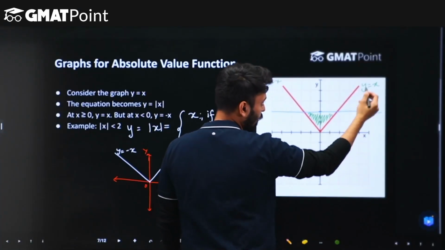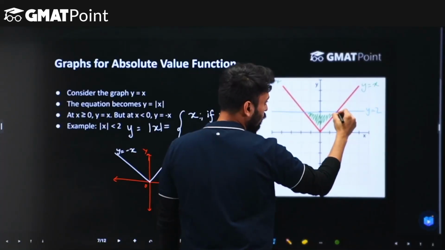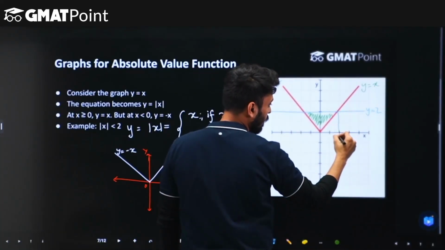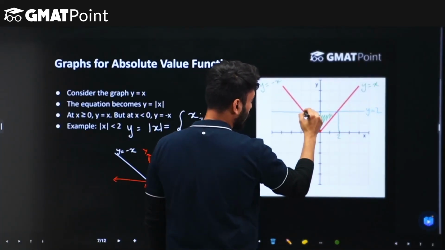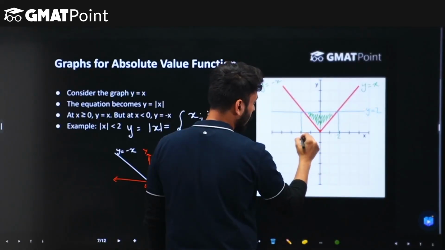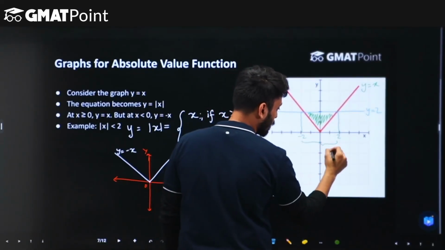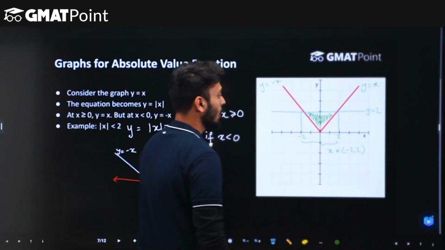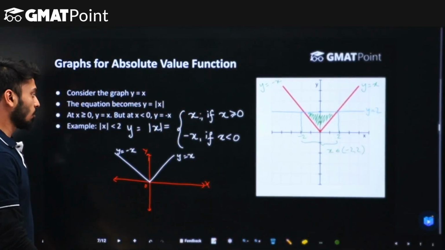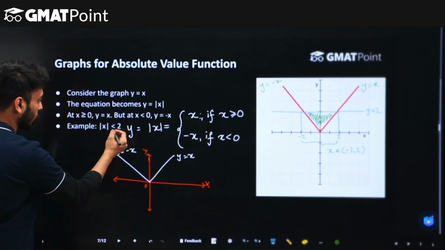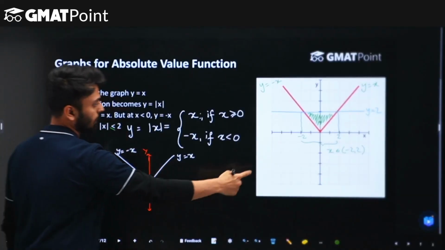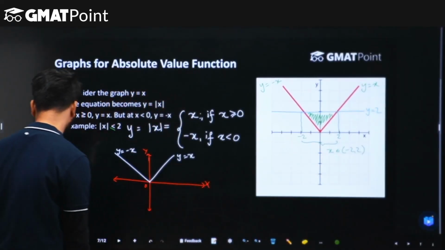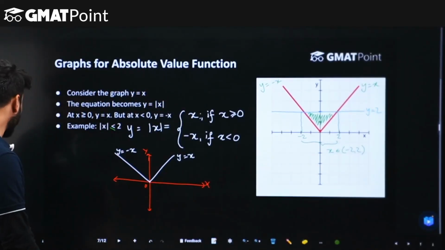Now, if you think about it, y equal to x and y equal to 2 would intersect at the point x equal to 2, and similarly, these would intersect at the point minus 2. So, the answer would be x will be from minus 2 to 2. Oh, and the values 2 themselves would not be included because it is less than. If this was less than or equal to, then yes, it would have included the extreme values as well.